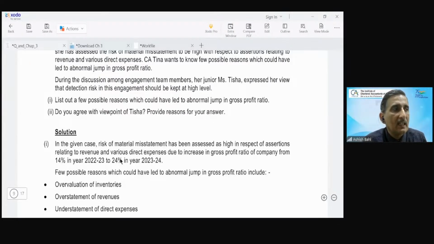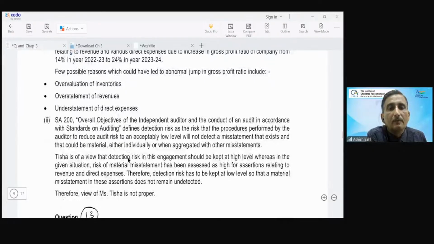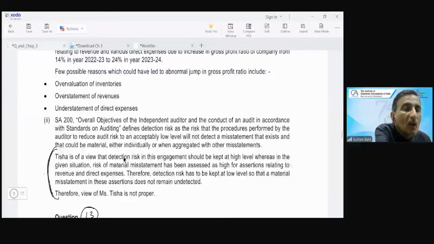Yes, Gurmeet, you are right. Detection risk at low level. Because the chances of misstatements are quite high, therefore detection risk would be kept at a low level so that no misstatements in revenues or direct expenses assertions remain undetected. Therefore, the view of Tisha is not proper.